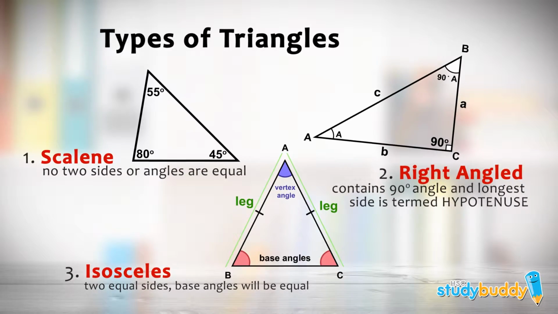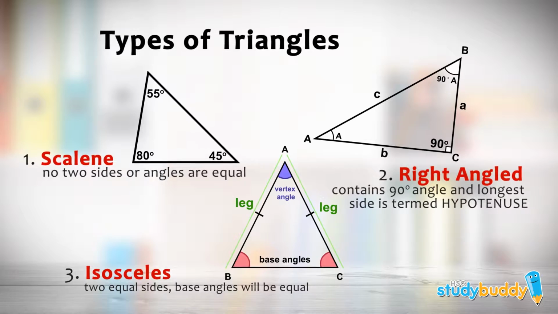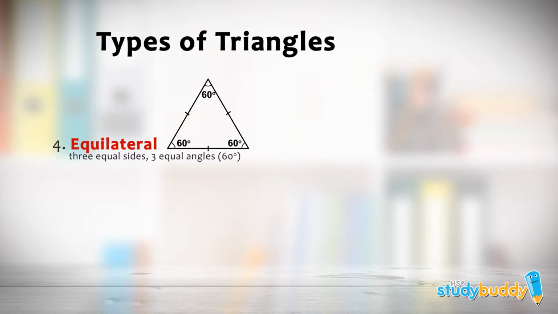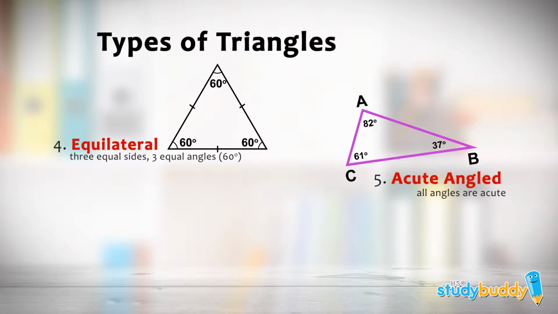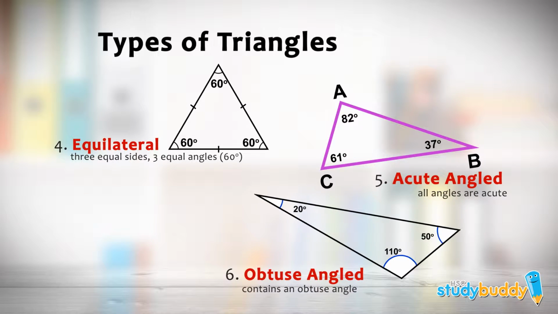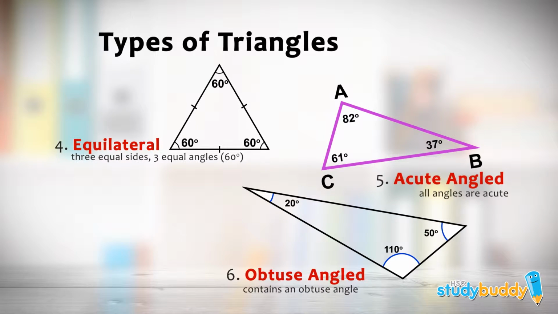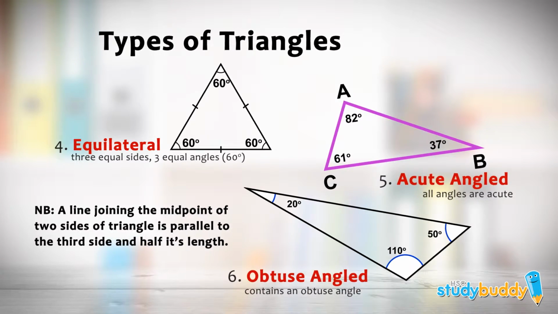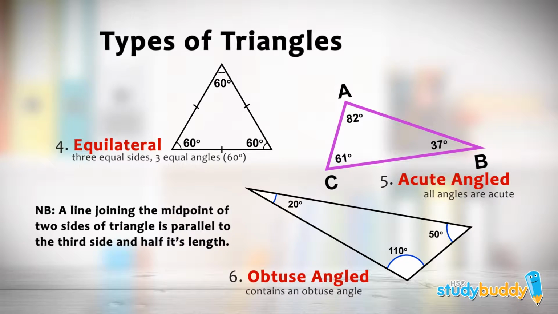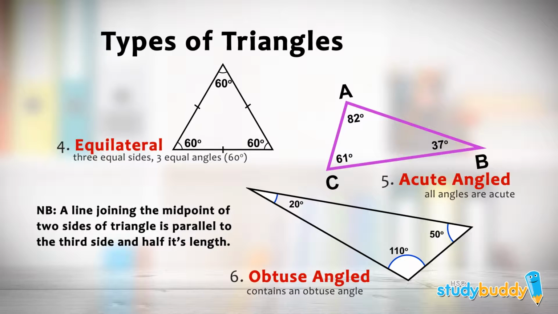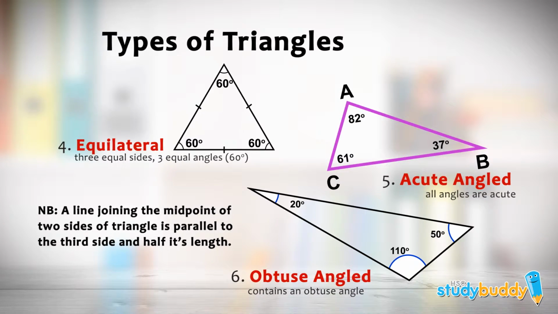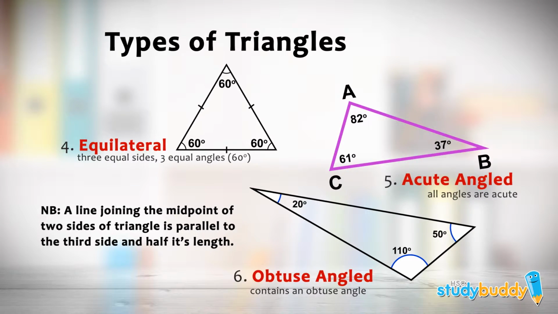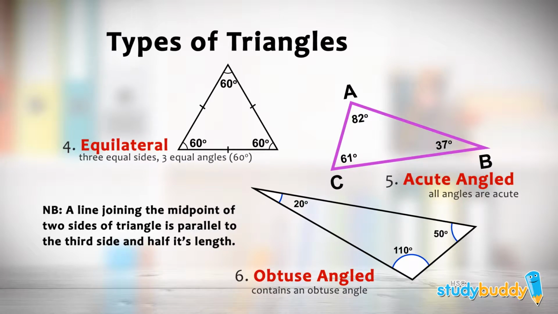An isosceles triangle has two equal sides, and hence its base angles will always be equal, as shown in red. Then, an equilateral triangle, as you're probably familiar, has three equal sides and three equal angles, while an acute-angled triangle has all of its angles acute, and an obtuse-angled triangle is a triangle that contains one obtuse angle. Another rule to keep in the back of your mind as you're working through these questions is that any line joining the midpoint of two sides of a triangle, say from this point here to this point here, is not only parallel to the third side, but also exactly half its length. That can be quite helpful when trying to prove many things.